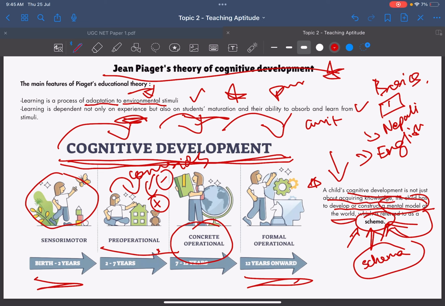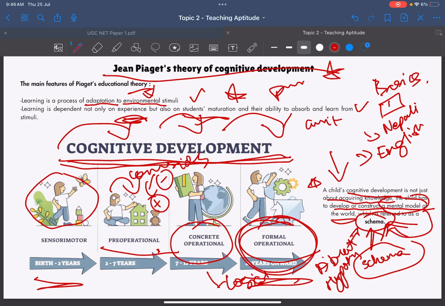Next is concrete operational, where a bit of logic and reasoning comes into play, able to understand conservation and reversibility. And finally, the formal operational stage for 12 years and above, where you can solve abstract and hypothetical questions, think about the reasons, and then answer it. You're able to use deductive reasoning and problem solve.